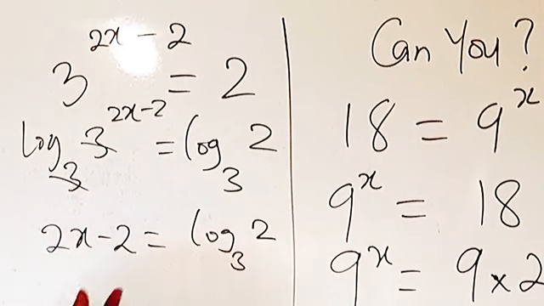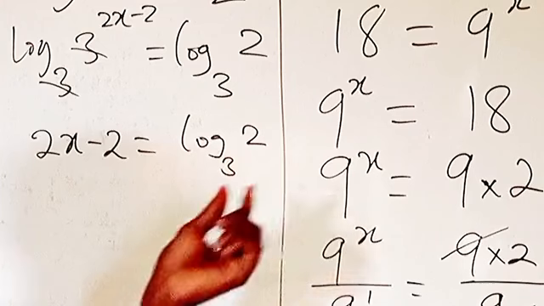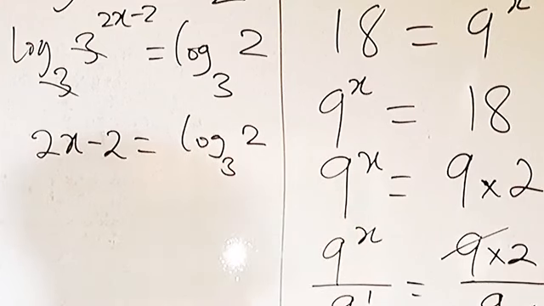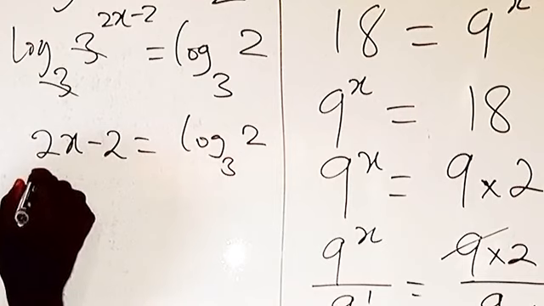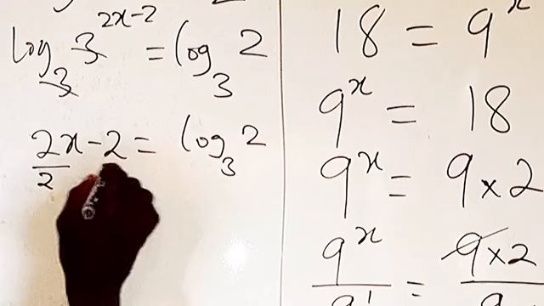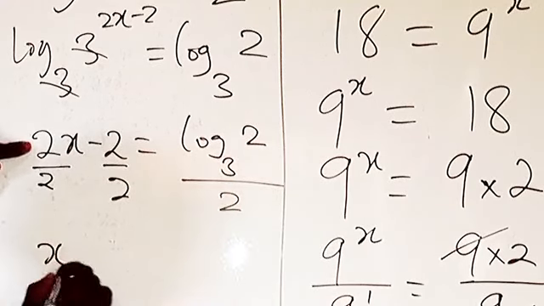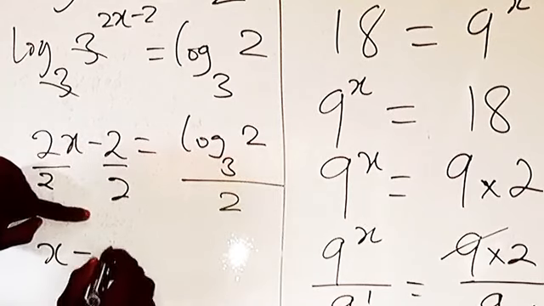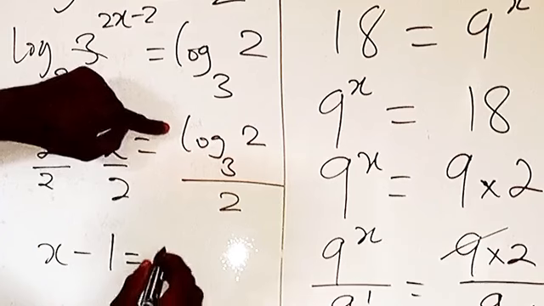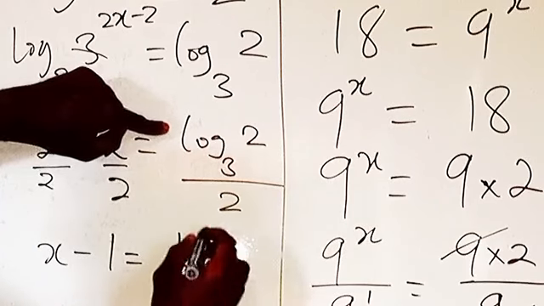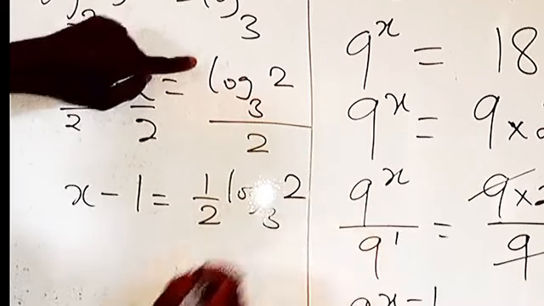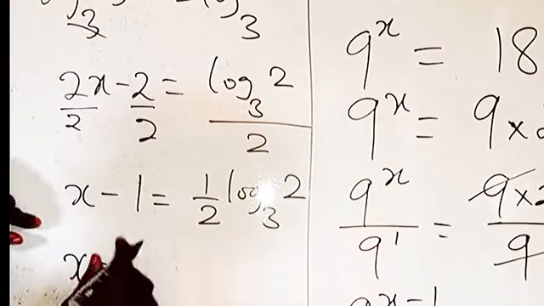So now from here, I will try to transpose this to the other side, or better still, I can divide through by 2. If I divide through by 2, I'm going to be having this by 2, this by 2, and everything here also by 2. So we cancel this, we have x minus 1 equals. Now I can bring out 1 over 2 here, log base 3 of 2. So now from here I'm going to have x equals this one here.